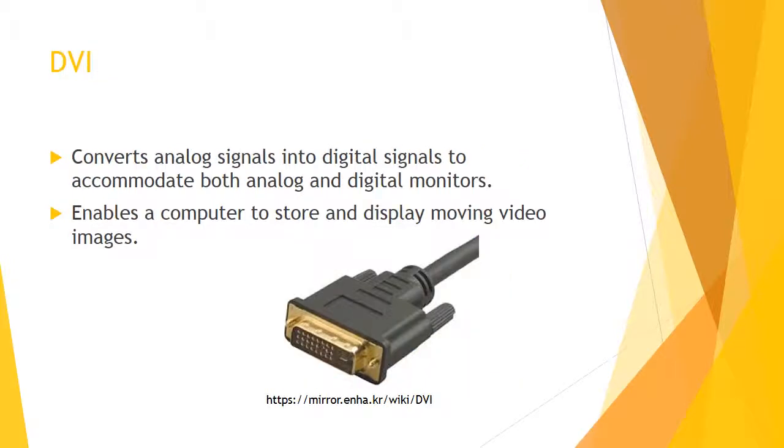DVI. DVI stands for Digital Visual Interface, and basically it's an older version of HDMI. It converts analog signals into digital signals to accommodate both analog and digital monitors. It also enables a computer to store and display moving video images. Basically, the goal of DVI is to be able to handle high definition signals.